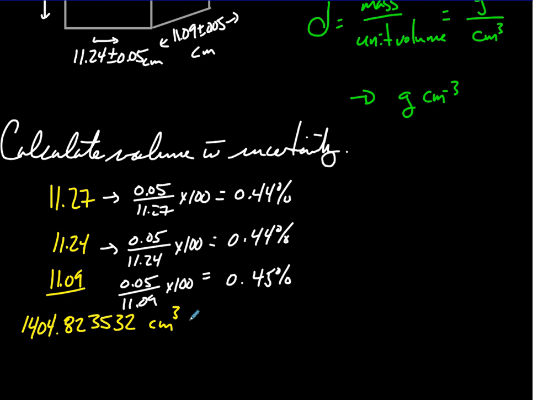All right, so then what we do is we just take these values, so 0.44, 0.44, and 0.45, and we add them up and we get plus or minus 1.33%.